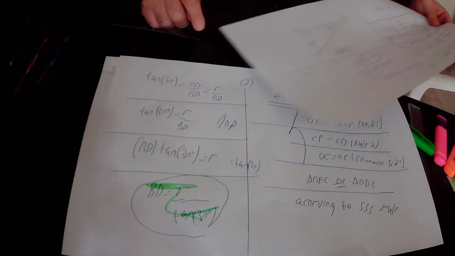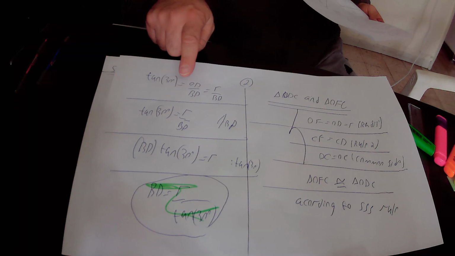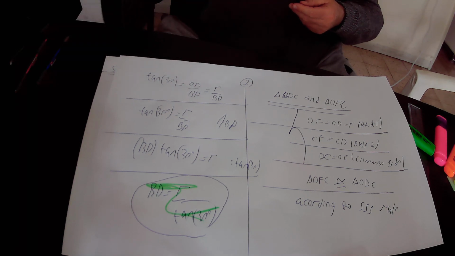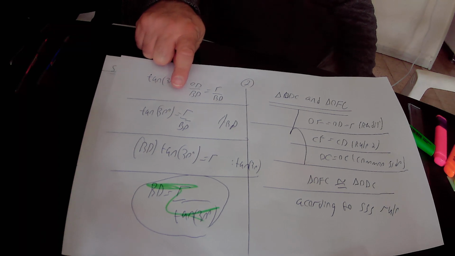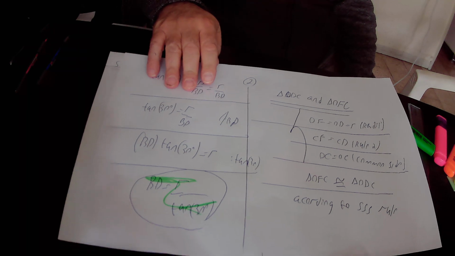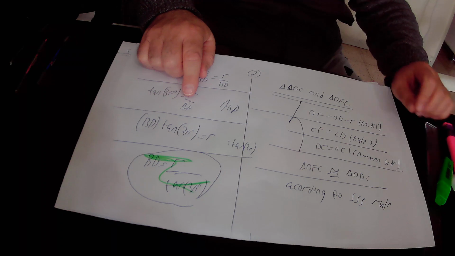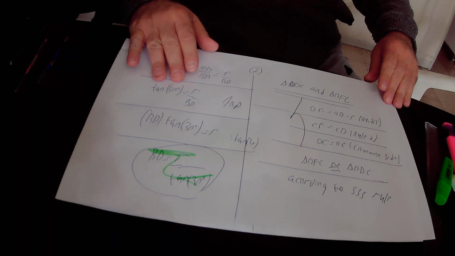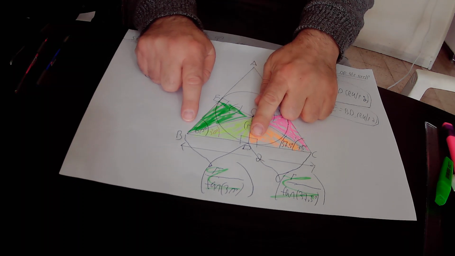OD is R. So it is R over BD times 30 degrees equals R over BD. Here we multiplied this equation by BD and found out that BD times 30 degrees equals R. Then we divided this equation by times 30 degrees and finally found out that BD equals R over times 30 degrees. Here, this line segment BD equals R over times 30 degrees in its length.